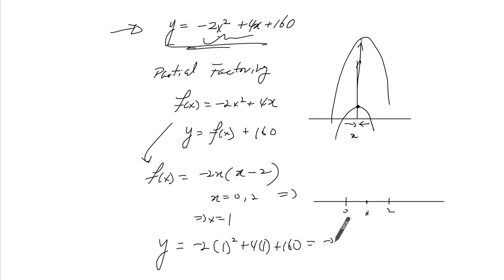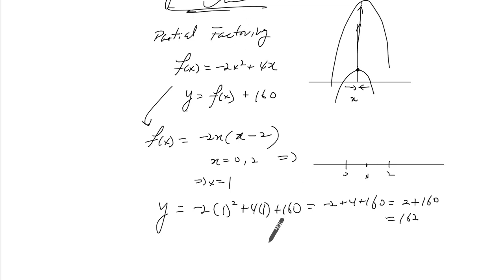So we have negative 2 plus 4 plus 160. So that's 2 plus 160, which is 162. Of course, this is a graph that's going downwards, so therefore we can say there's a maximum equal to 162 at x equals 1. Note that we didn't have to complete the square at all. There's a lot of explanation here, but the overall process is actually much simpler.